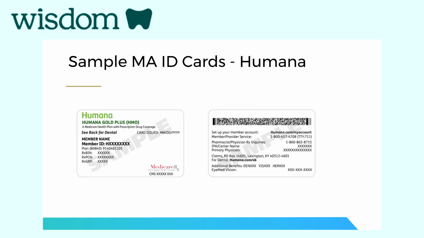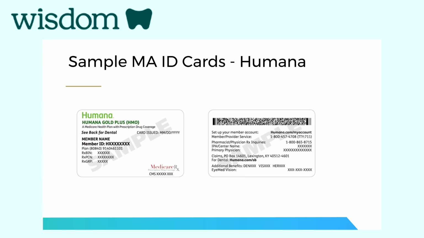This is an example of a Humana. Don't we all love Humana Medicare? It's a lot to navigate. They have a lot of plans. They're very strong in the marketplace selling these plans. Well, again, the key here is Humana Gold Plus HMO. That tells me this is a Medicare Advantage plan.